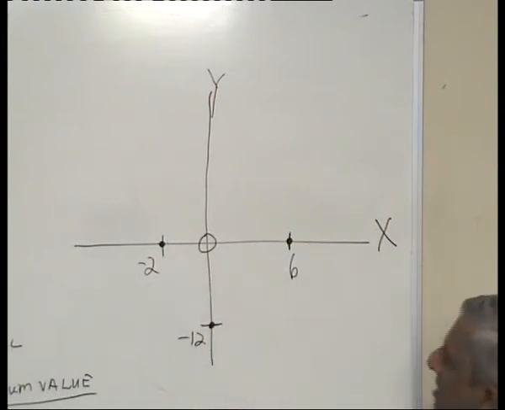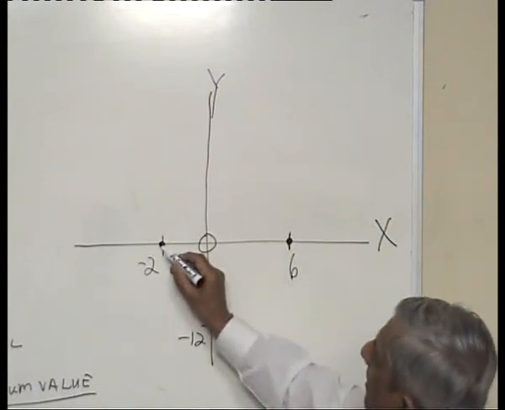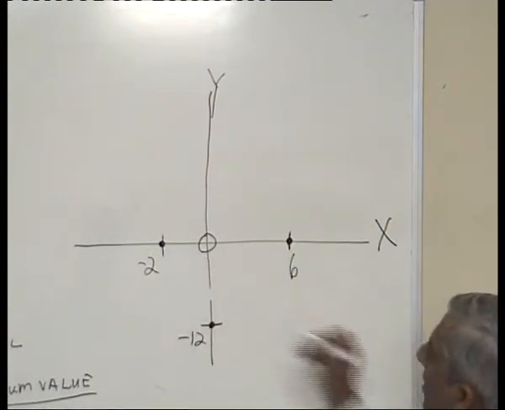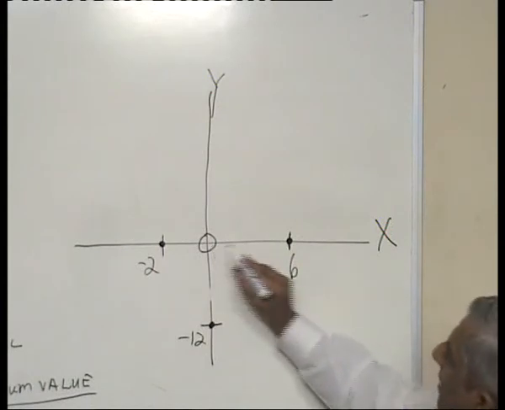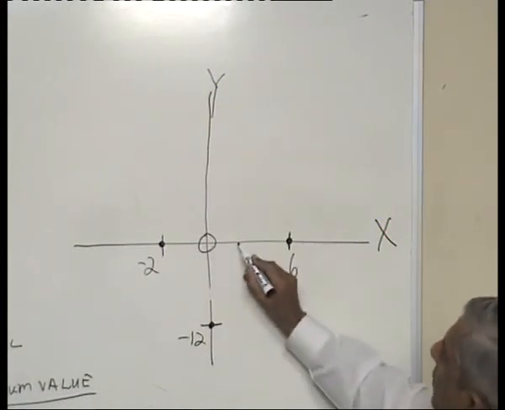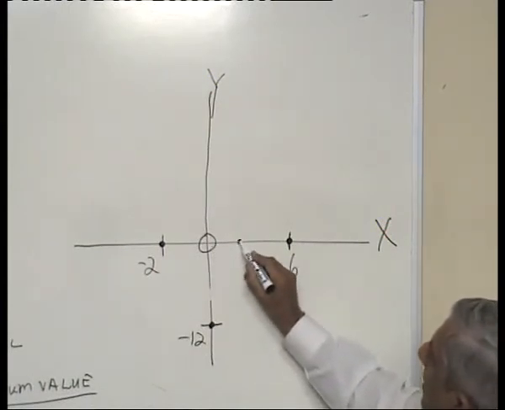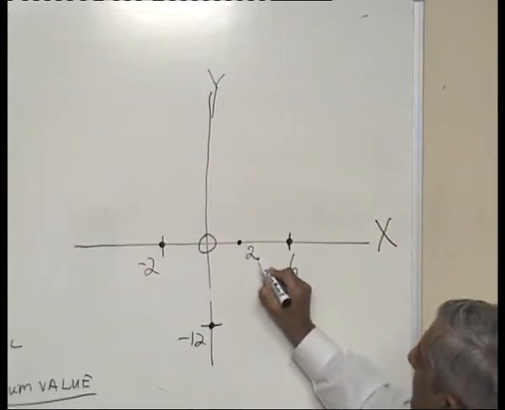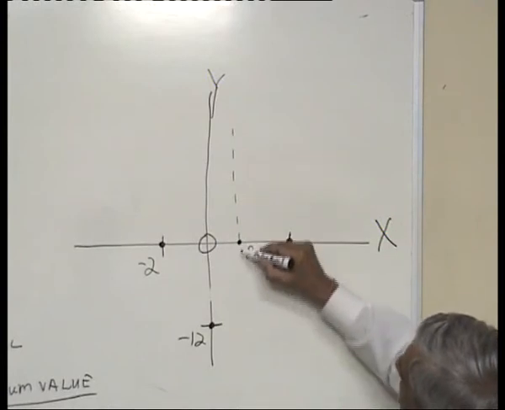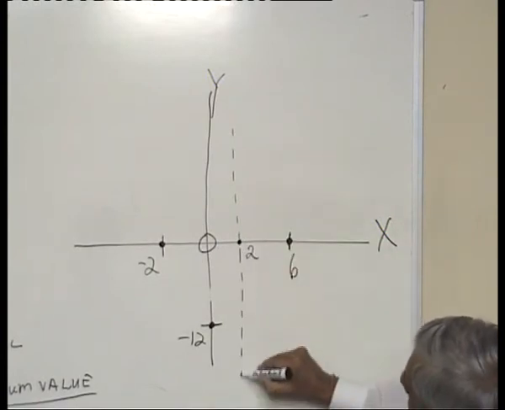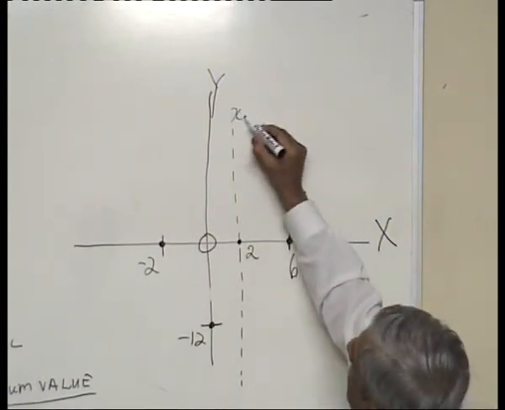Now you must practice. Don't be afraid and don't shiver and shake. Just practice and just judge. Right. Now, what is the next one? Axis of symmetry. Axis of symmetry is 2. Now if 0 is here, 6 is here, then 2 is somewhere here. Now the axis of symmetry is going through 2. X is equal to 2. So there's your axis of symmetry.